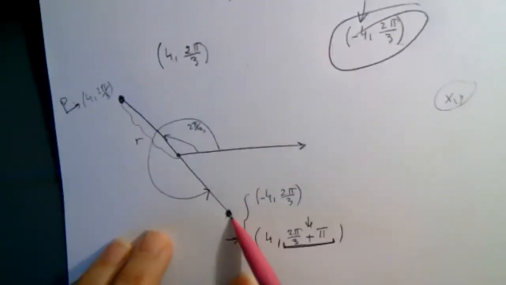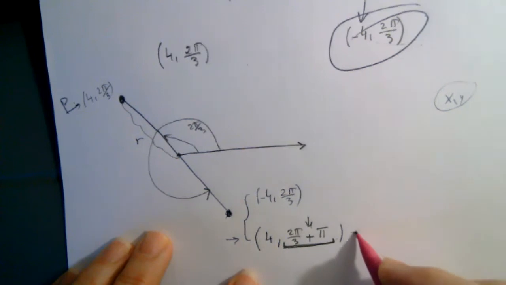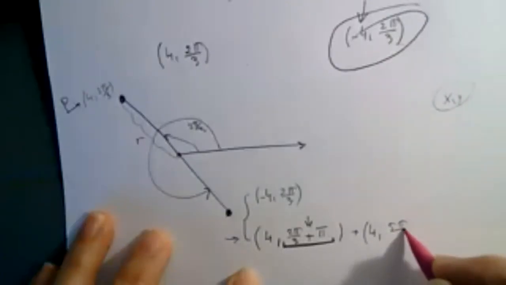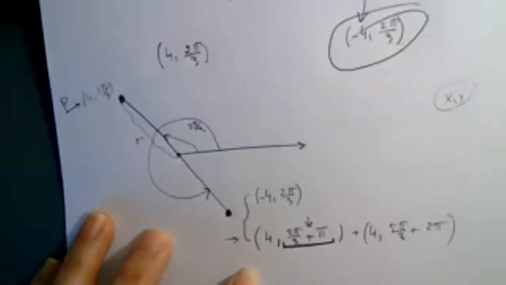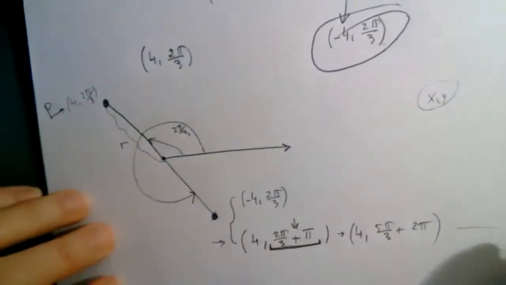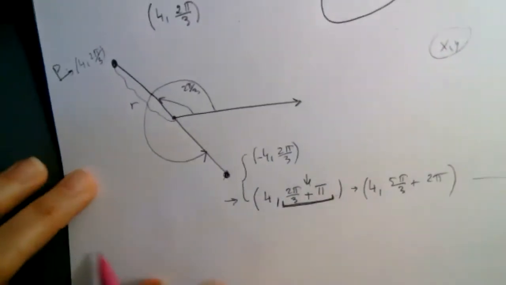So a point in polar coordinates has a lot of representations, not one, not two, it has infinitely many, because I can also give it the following representation: 2 pi over 3 plus pi, which is 5 pi over 3. And then I can start adding a bunch of 2 pi's, which will not really change the point, and so on and so forth.